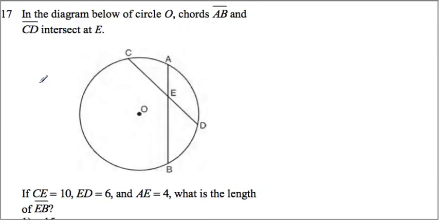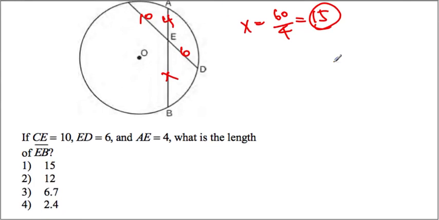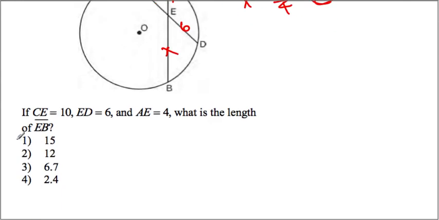Number 17. We have CE, which is equal to 10, and ED, which is equal to 6, and AE, which is equal to 4. What is the length of EB? Why don't we call that x? The relationship is, we will realize 4 times x must be equal to 6 times 10. Now then, x will be equal to, in fact, 60 divided by 4. In other words, we get 15. So therefore, 15 becomes our answer, choice 1.